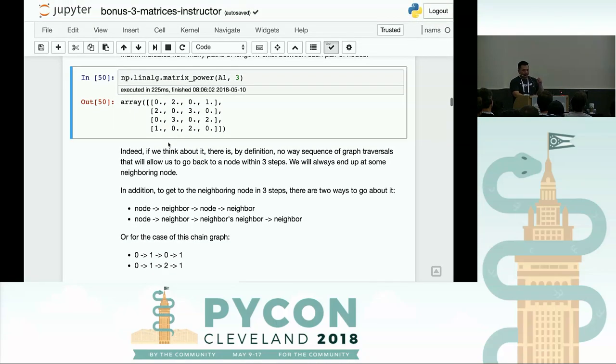It's because, let's say to go from node zero to node one, I need to go back from node one to their neighbors. I can go one, two, three, or I can go one, two, three, right? Do you see what I mean? So to go from node one to node two, there are at least two ways to do it. One, two, three, one, two, three.